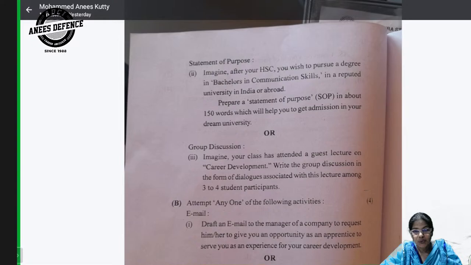Very interesting. So you're starting with a statement of purpose, which is a bachelor's in communication. Then you're going to a group discussion on career development and they've taken the same lead. There's an email where you are actually applying for a position of an apprentice for a career development program. Now, very important, the formats are something where you actually end up scoring. So if you do the formats correctly, you get your 2 points there. And the content part, you get 2 points. So that's how they distribute the points.